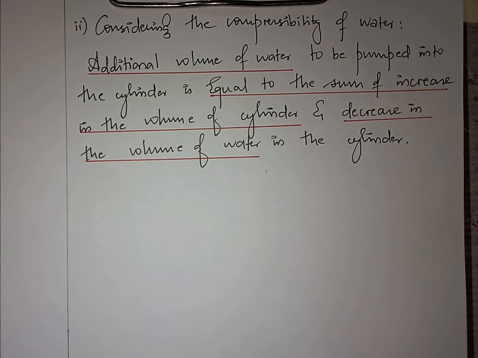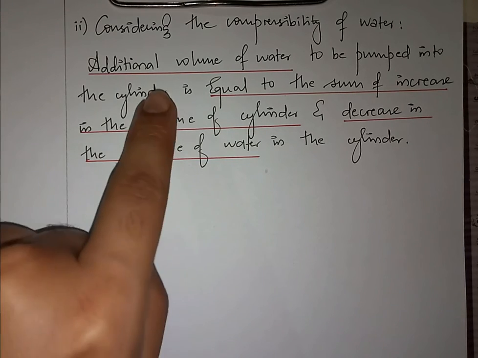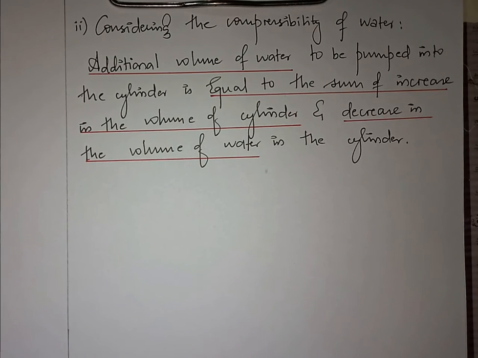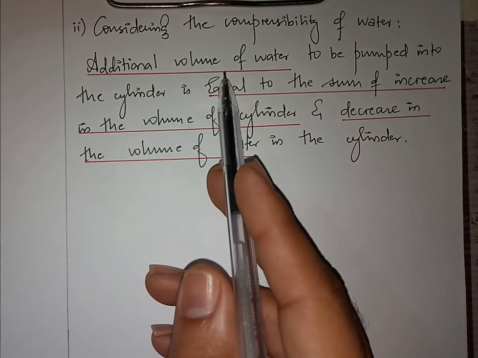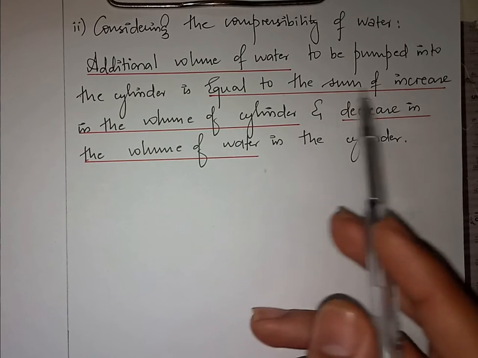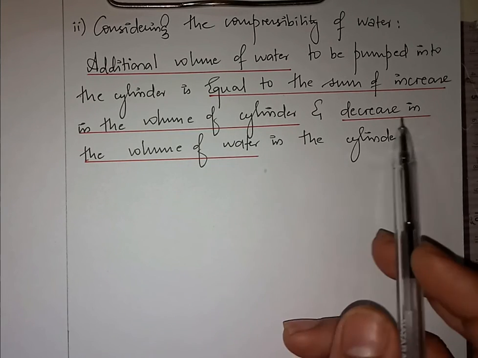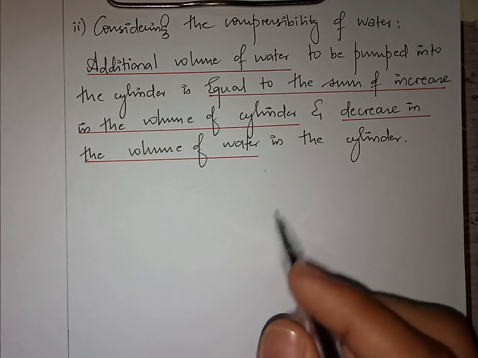Because I am considering the compressibility of water. In the previous case, I neglected the compressibility, right? यहाँ पे मैं compressibility consider कर रहा हूँ, and that is the reason the volume of water is decreasing and the volume of cylinder is increasing, because you are adding some additional volume of water, right? So here the key point is that the additional volume of water should be equal to the sum of the increase in volume of the cylinder and the decrease in volume of water, right?